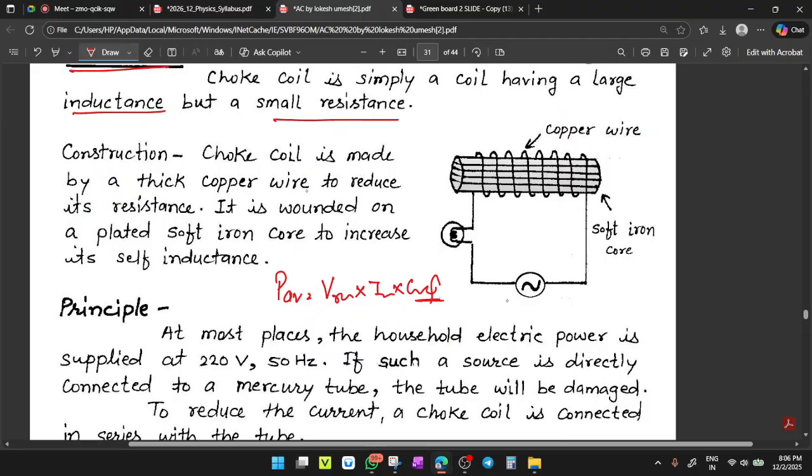Choke coil is made by a thick copper wire to reduce its resistance. Yes, there should be thick copper wire. Why? Because R is inversely proportional to A. If area will be more, resistance will be less. That's why you're taking a thick copper wire.